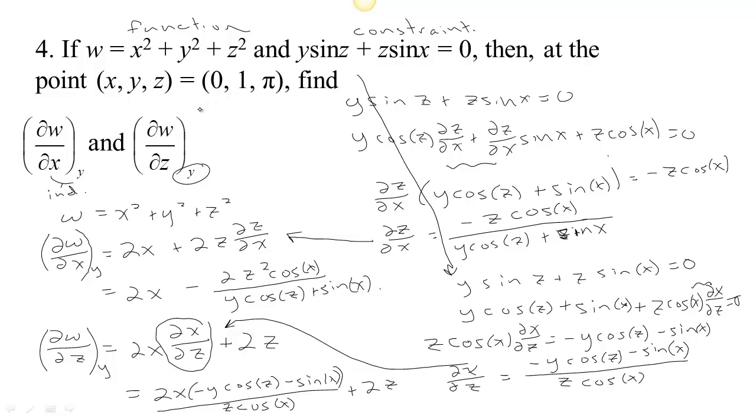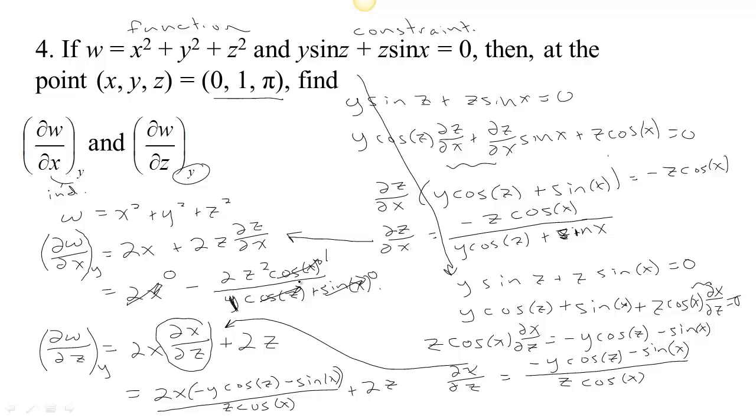I just realized I forgot to complete this problem. They told us to find these derivatives at this particular point, (0, 1, pi). So I need to substitute in 0 for x, 1 for y, and pi for z. If I substitute in 0 for x, I get 0 here. 0 for x gives me 1 here and 0 there. Substituting in 1 for y just makes that a 1. And then z is pi.